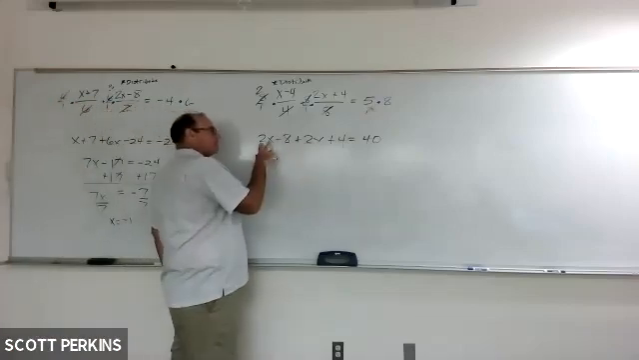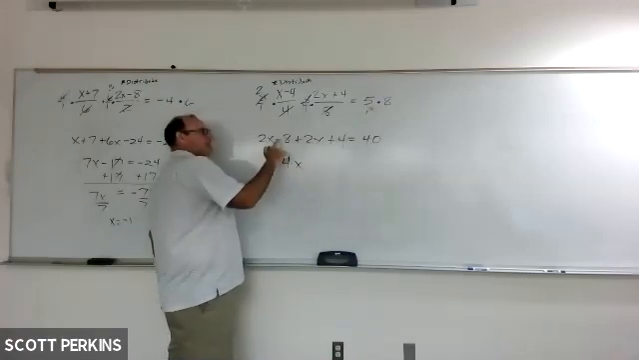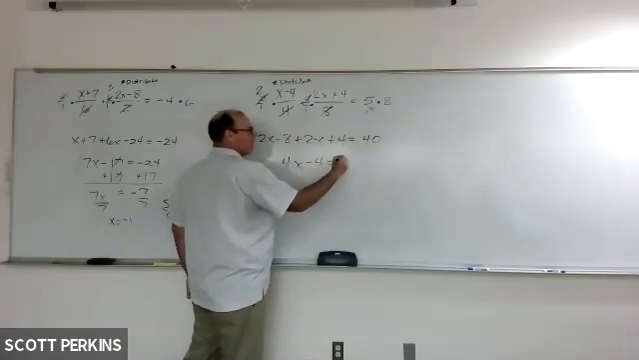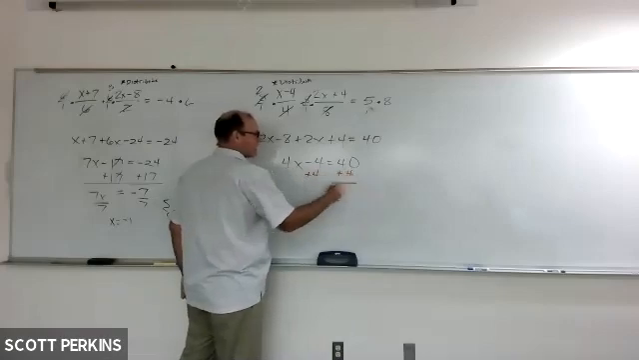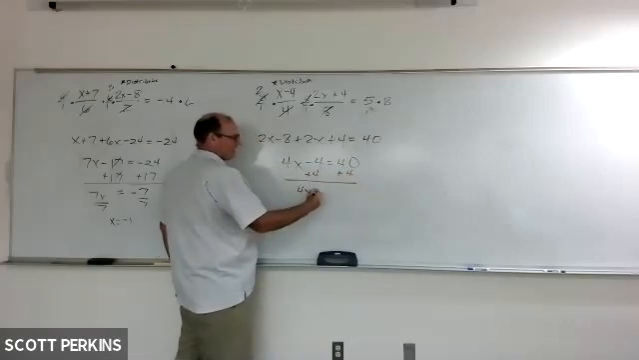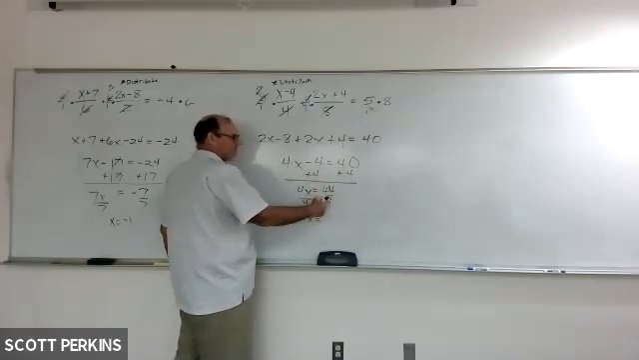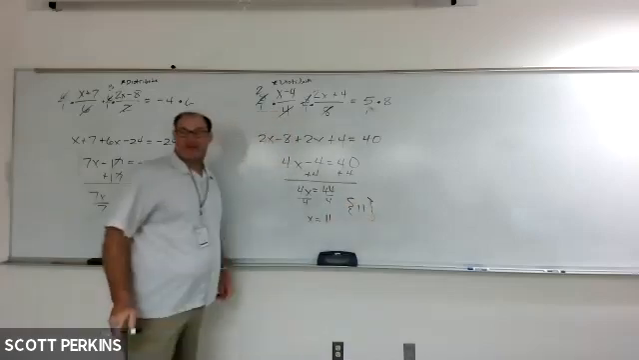So collecting like terms, I've got two x's here. I've got two more x's. That's 4 of them. I've got -8 plus 4. Your calculator will tell you that that is -4 is equal to 40. I'm going to add 4 to both sides. And I get 4x is equal to 40 plus 4, or 44. And then divide, always the last step. And 44 divided by 4 is 11. And there's my solution set, the set with 11 in it.